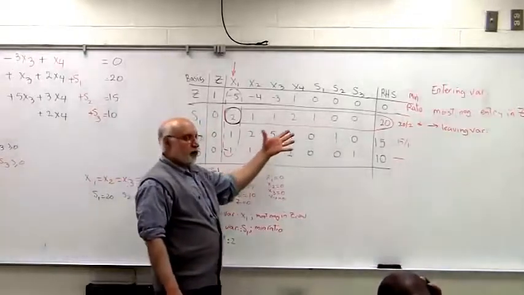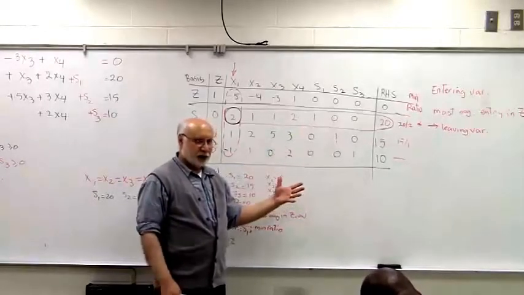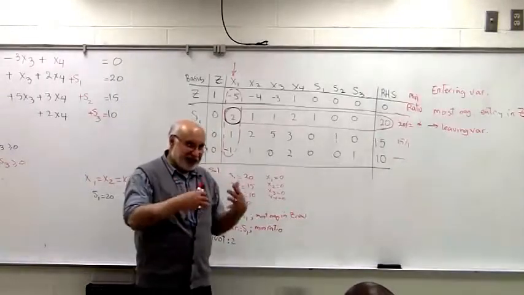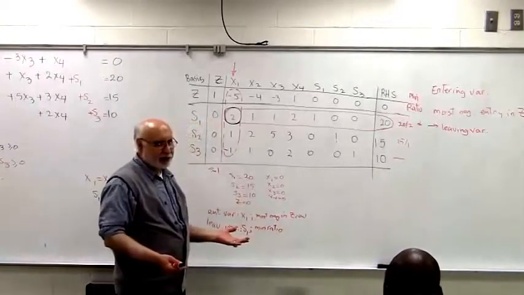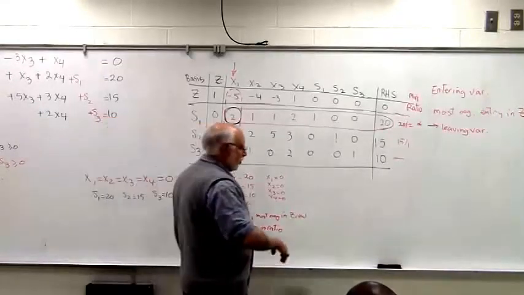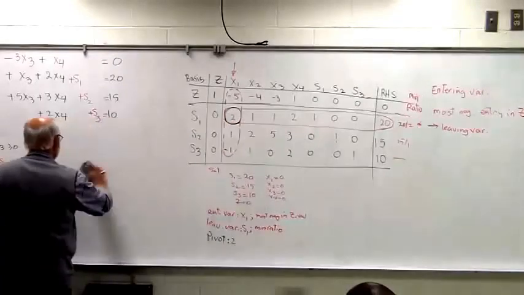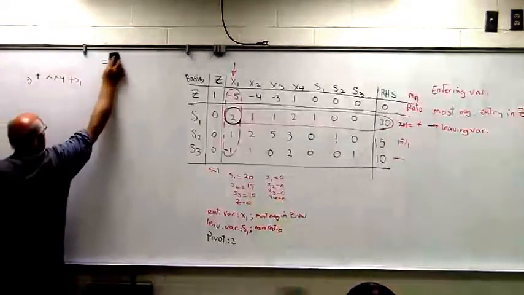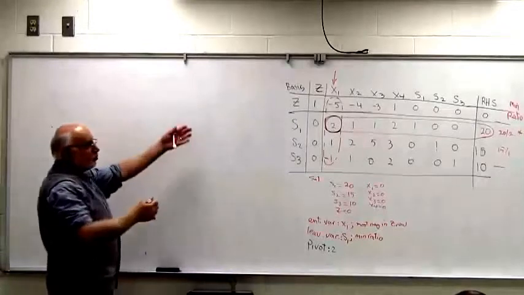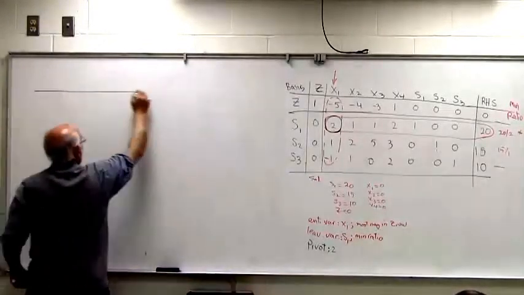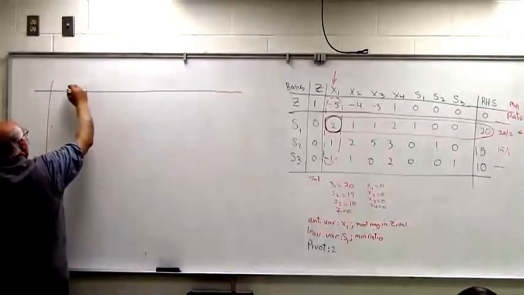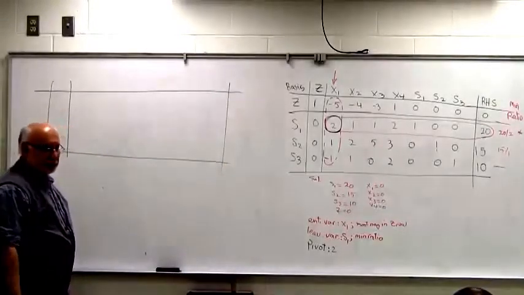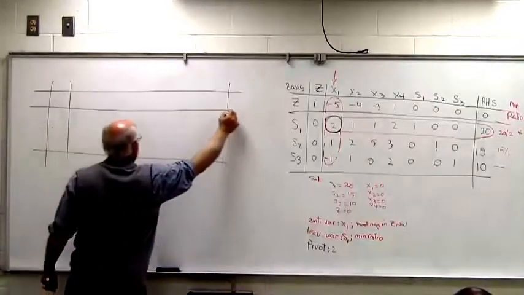And now you say, well, you have identified this. So now I have an adjacent extreme point. What is that adjacent extreme point? We are going to write that adjacent extreme point in here. I'm going to erase this, but keep that in mind. I would draw the same type of box that I had there.